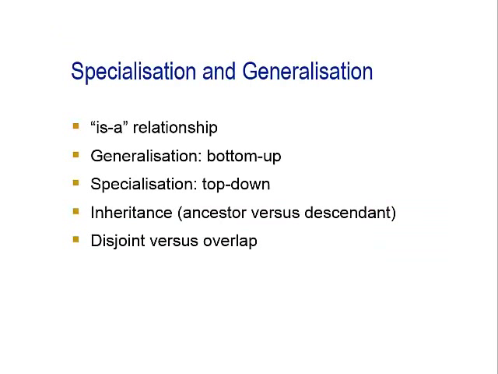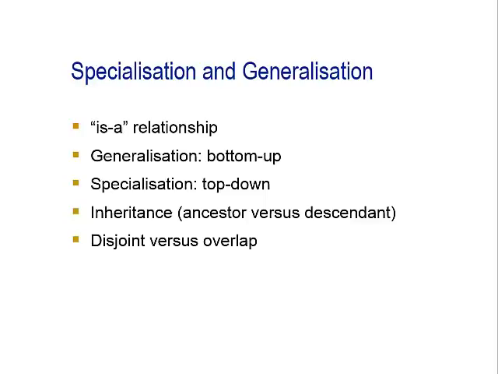Obviously, in the object-oriented model, we can also model specializations and generalizations. Remember, specialization is an is-a relationship. A student is a person. That's why it makes sense to define student as a subclass of person. A professor is a person. That's why it makes sense to define professor as a subclass of person.